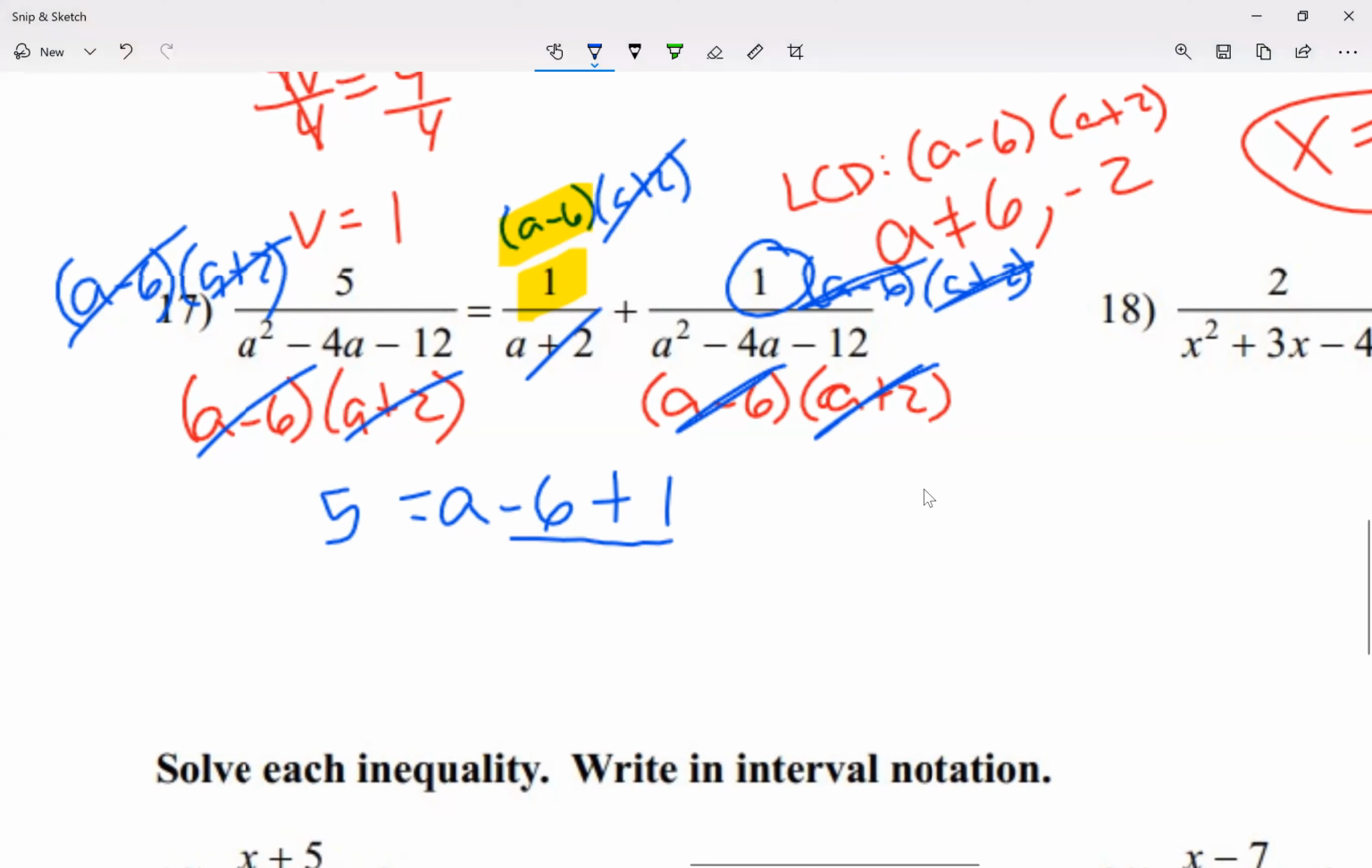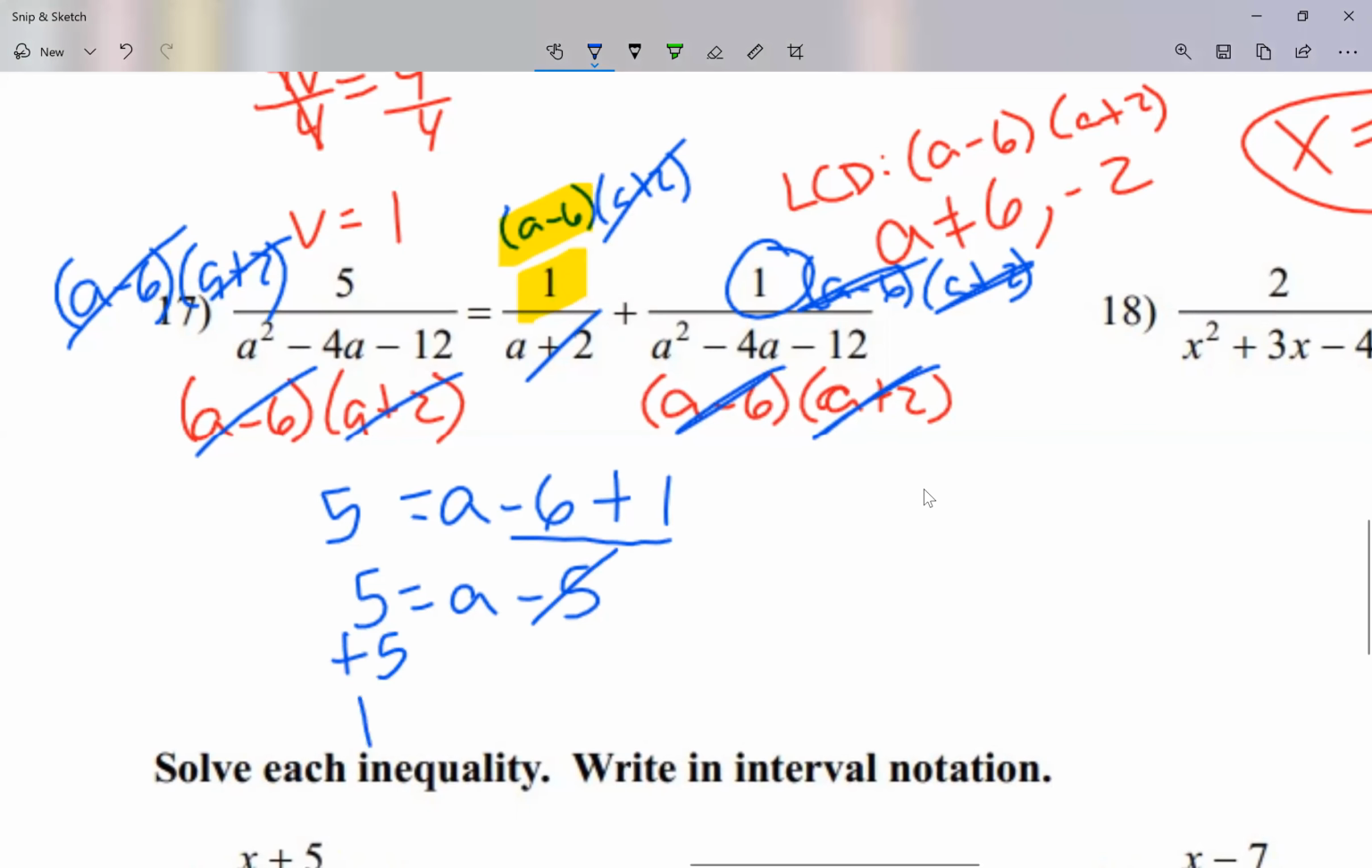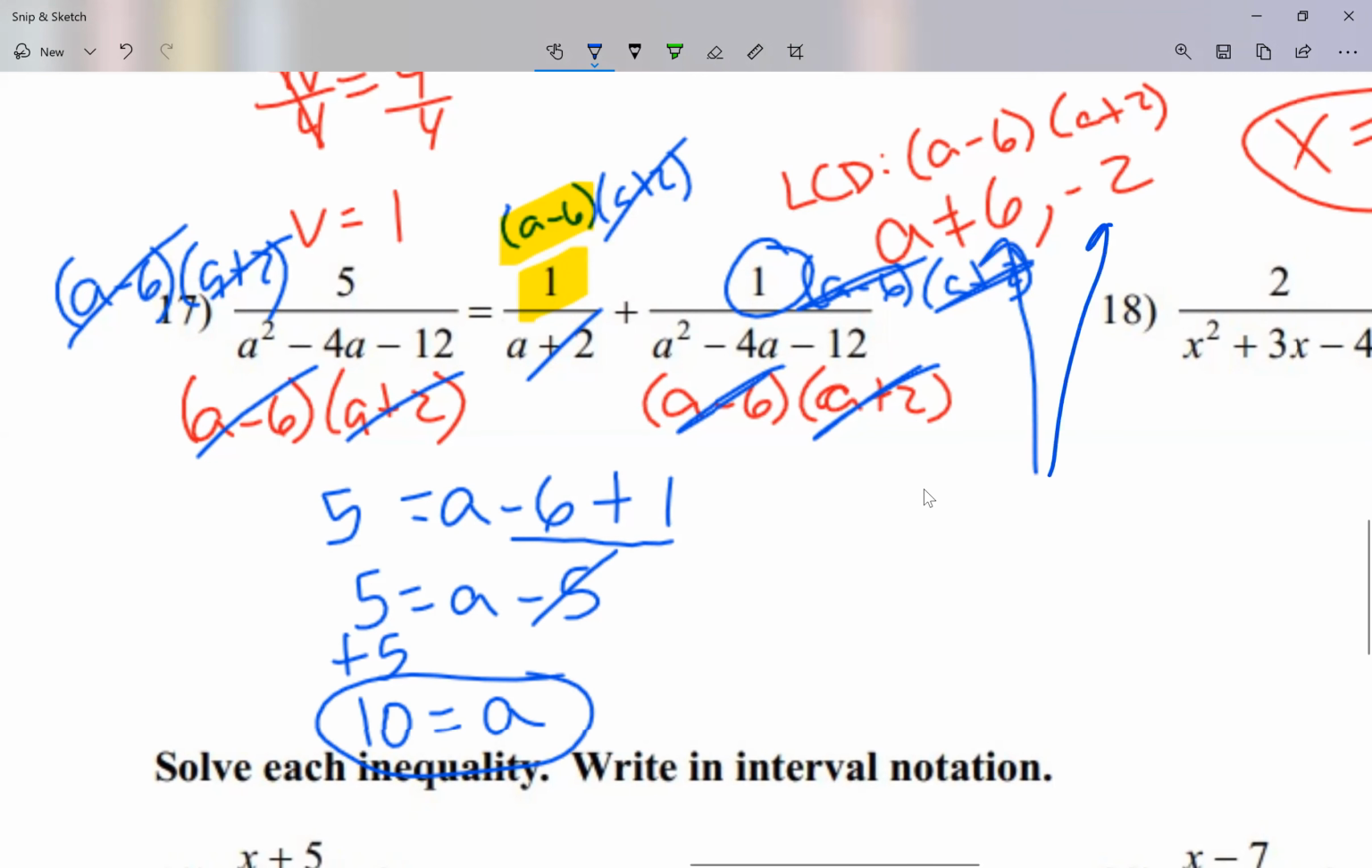It seems like I can combine that, right? -6 plus 1. So let me rewrite this as 5 is equal to a minus 5. The -6 plus 1, I could just call it -5. Just simplify something. And then again, I'm trying to get the letter by itself. So this -5, let me move it to the other side as a +5. So I get that 10 is equal to a. 10 is a good answer, so I'll take it. When I say good answer, remember I said at the beginning it cannot be 6, it cannot be -2. So 10 is okay.